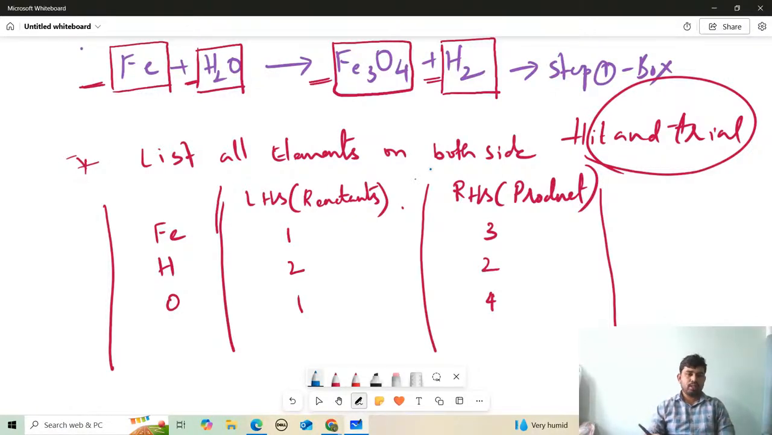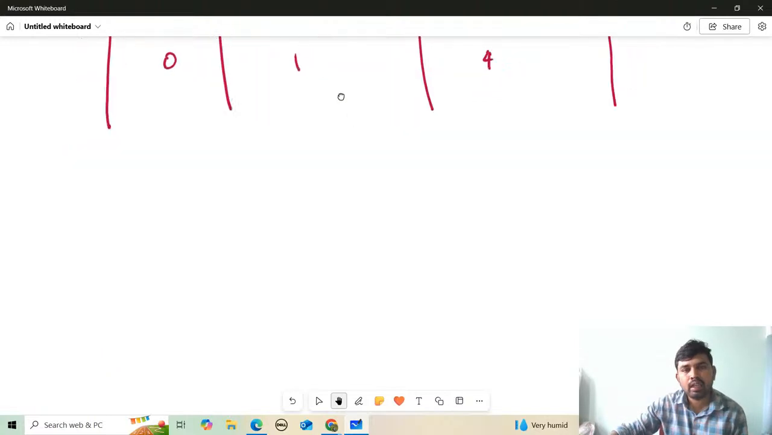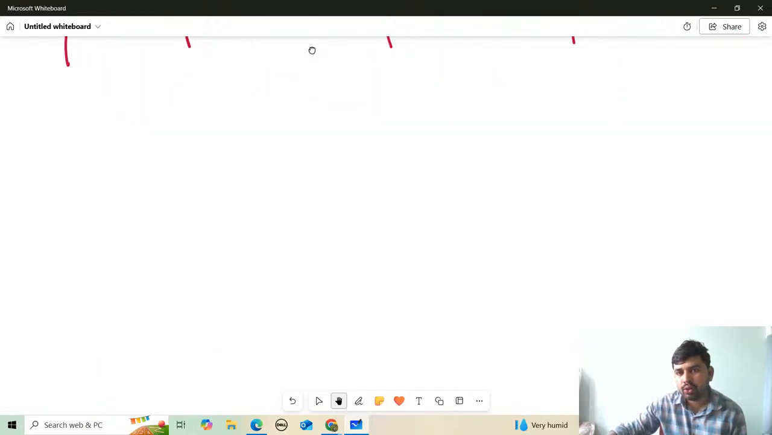Please remember that. Second step, we made a list of all the kinds of elements and the number of elements on the reactant side, how many there are, and on the right side how many there are. And after that you should choose the biggest formula in the equation.